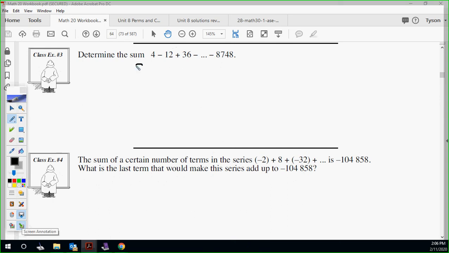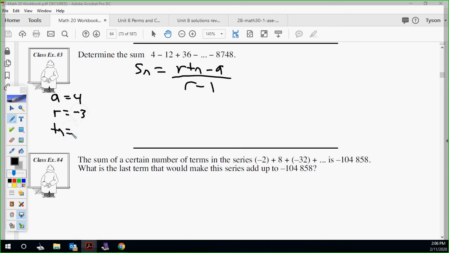So we're going to use S sub n equals R T sub n minus A, over R minus 1 again. Okay, so again, our A is 4, our R is negative 3, and our T sub n, what we need, is negative 8748. So we have everything we need to plug that in.